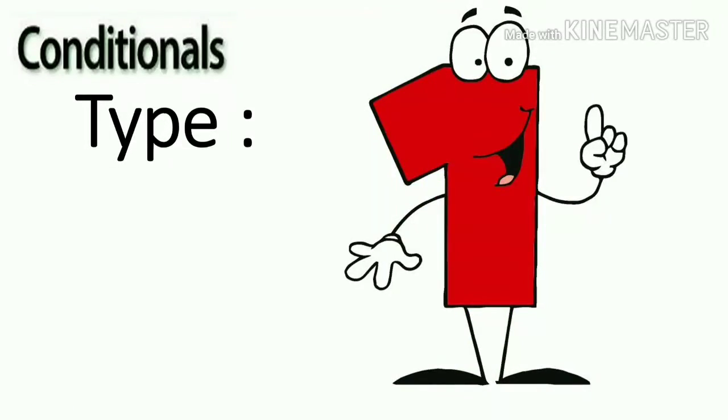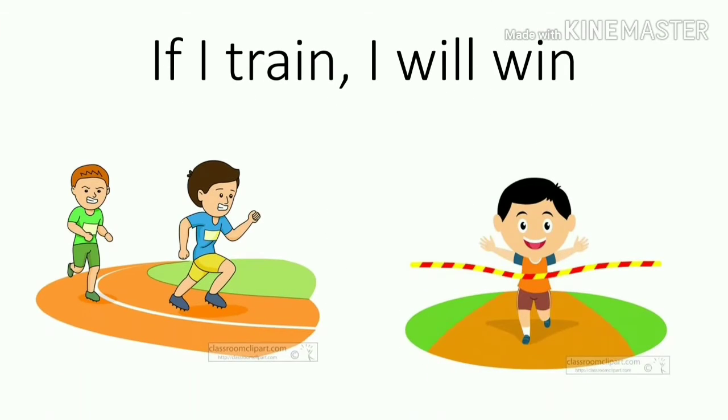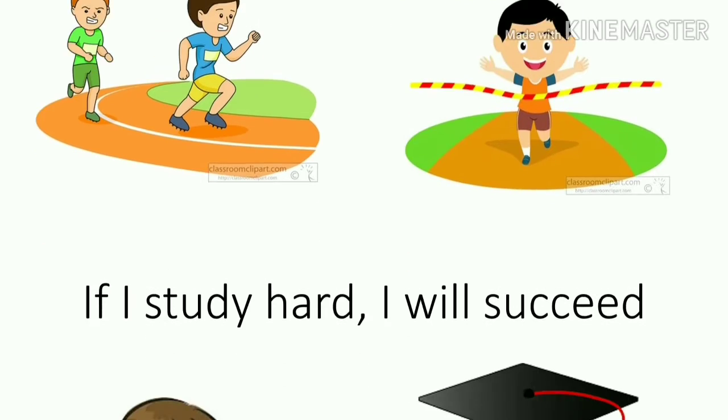Conditional type 0. Now let's move to conditional type 1. If I train, I will win. So the condition is training, the result is winning. The result will happen in the future. That's why we use the future tense. If plus verb in the present, comma, will win, that's the verb in the future.